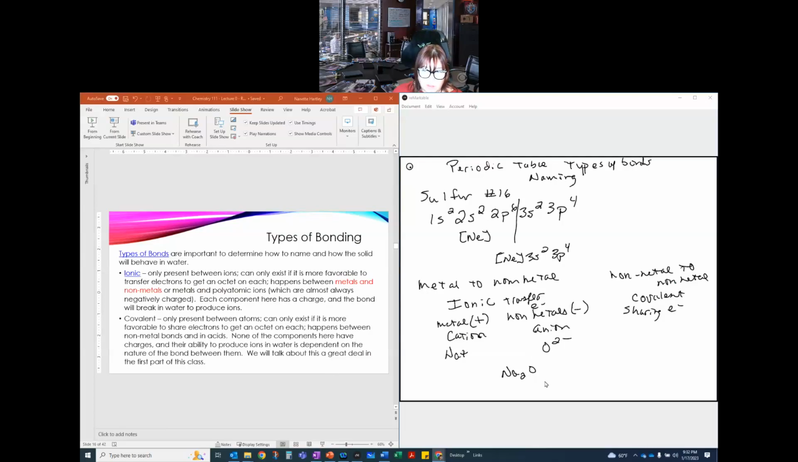Because there is a fixed way that our ionic bonds are formed based on the charge, the nomenclature for that is simple. All right, and that's the next thing we're going to talk about, the naming of these compounds.